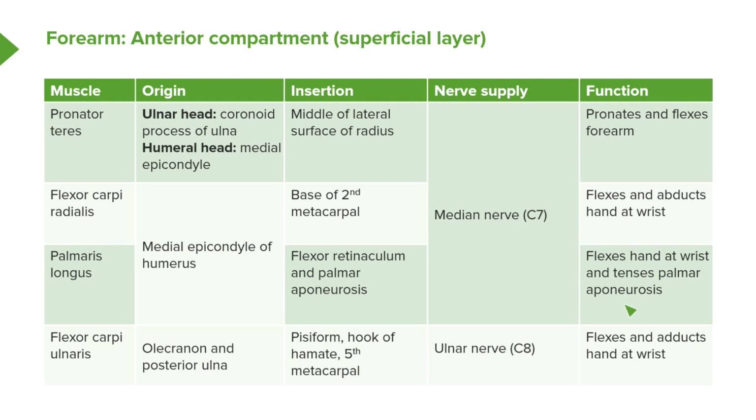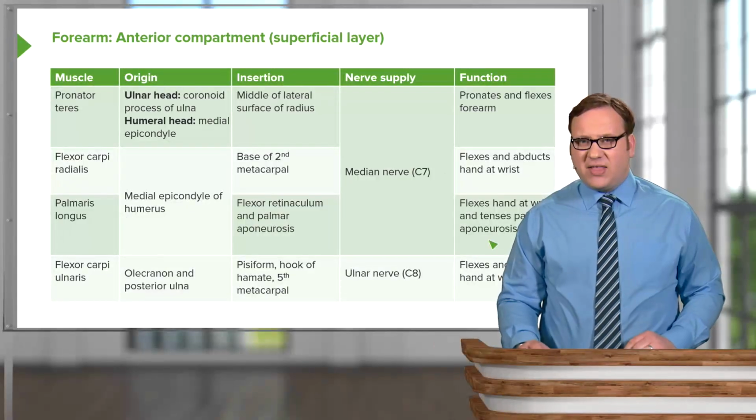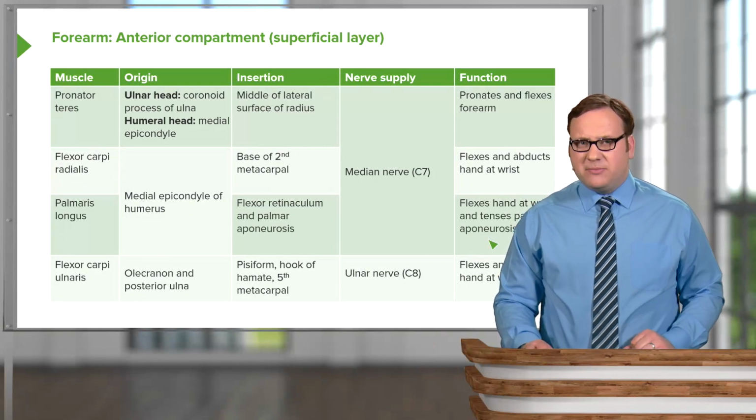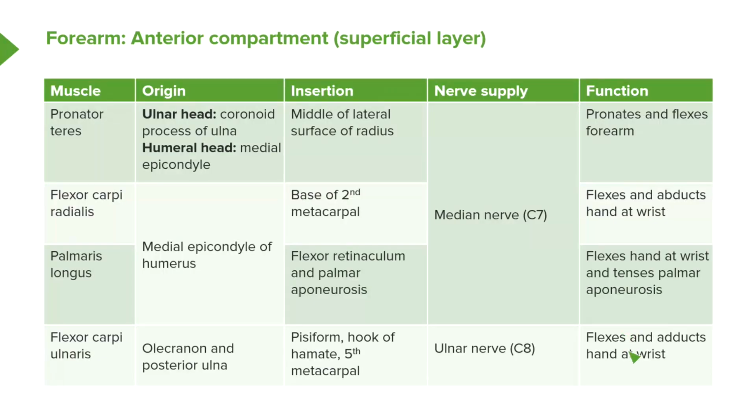The palmar aponeurosis is a tough, fibrous tissue in the palm of the hand, and tensing this is important when forming a grip. Flexor carpi ulnaris is very similar to flexor carpi radialis in that it flexes the wrist, but as it's running down this medial side, it also adducts the wrist, or deviates it to the ulnar side.